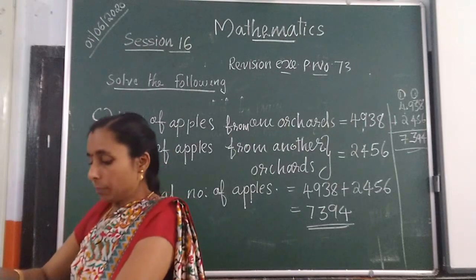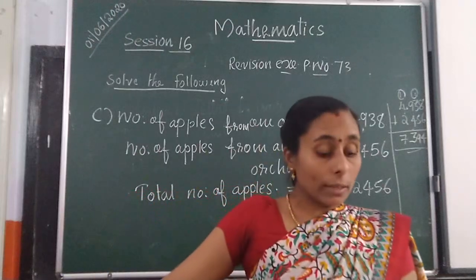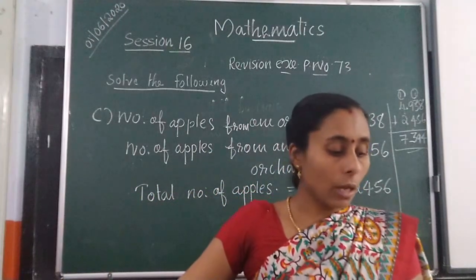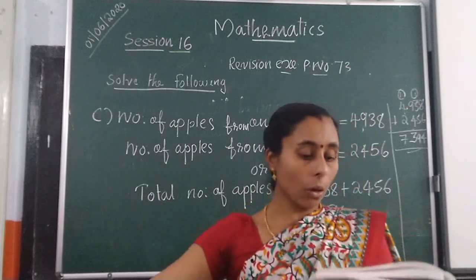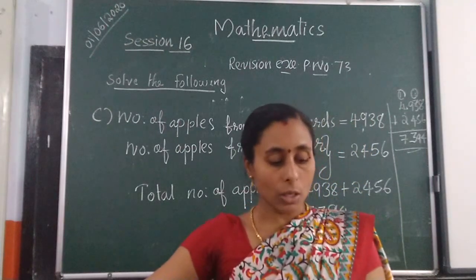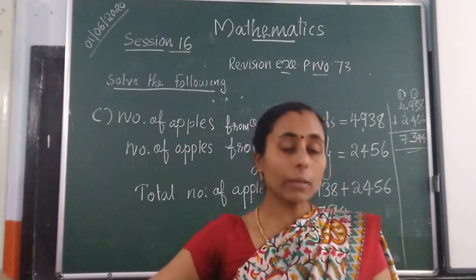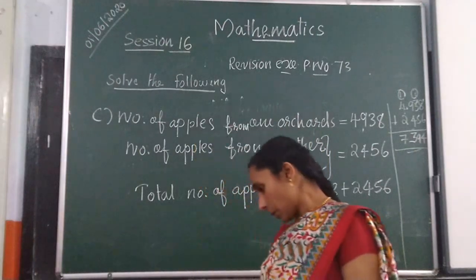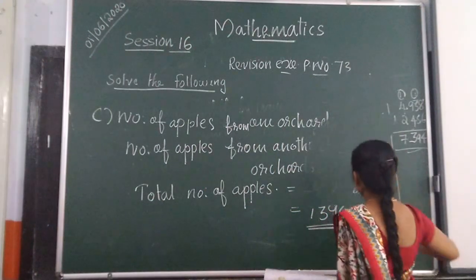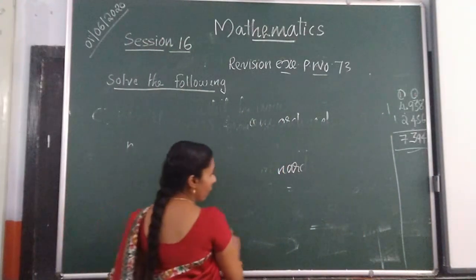And question number E. There are 4,451 mango trees and 1,825 eucalyptus trees in a forest. How many trees are there in all? How can we do it? First statement, number of mango trees. Second statement, number of eucalyptus trees. Next one, total number of trees.